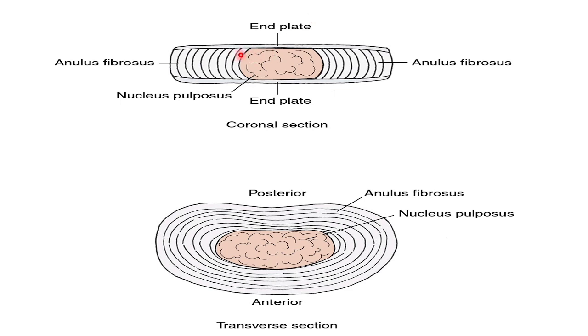So this is the coronal section of the intervertebral disc, and this is the transverse section of the intervertebral disc. In this, you can see the outer annulus fibrosus, the inner nucleus pulposus, and the vertebral end plate on both the upper and lower sides of the intervertebral disc. The nucleus pulposus is a gelatinous structure, and this thickened structure is the annulus fibrosus.